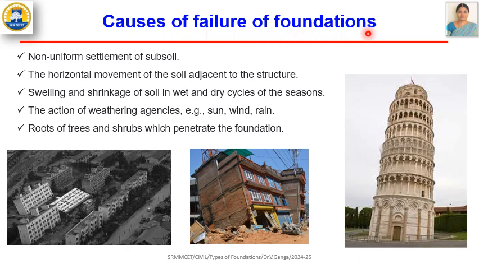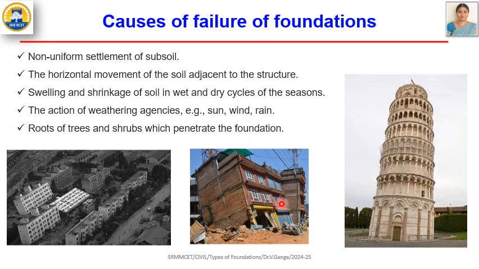Causes for the failure of the foundation. The foundations may fail due to many reasons such as the non-uniform settlement of the soil, the horizontal movement of the soil adjacent to the structure, and the alternate wetting and drying climatic condition of the soil, which may lead to swelling and shrinkage of the soil, which destroys the properties of the soil. It may also be due to weathering agencies such as sun, wind, and rain, which may lead to the abrasion of the soil. And sometimes the roots of the trees or shrubs which are present near the foundation may penetrate into the foundation and weaken it.